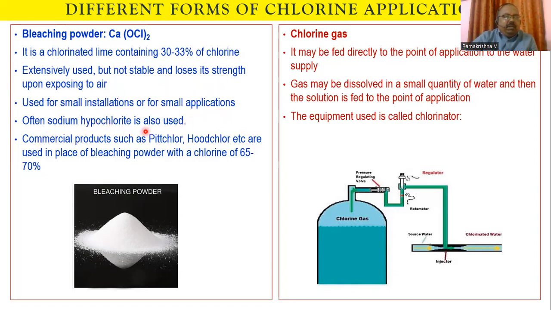Sodium hypochlorite is also used. Some other commercial products are also available, but predominantly bleaching powder is the common usage. It is a white powder.